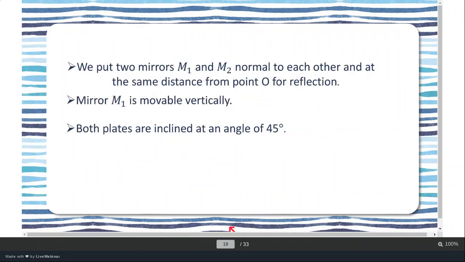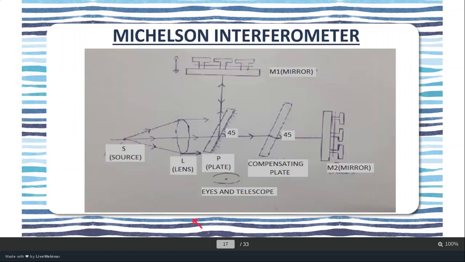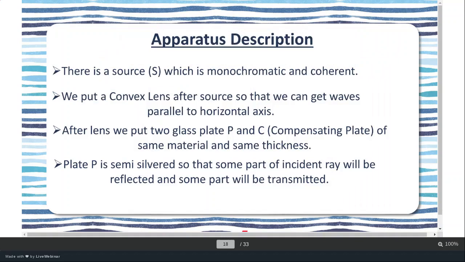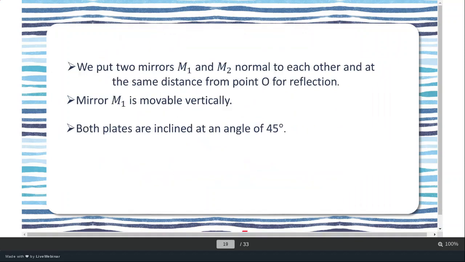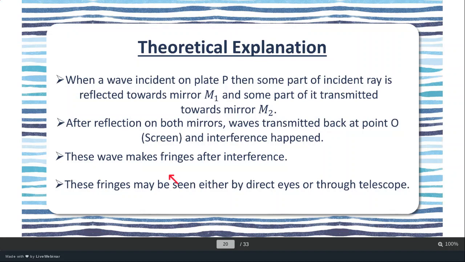So what we will see here is that when these light waves, one will be sent towards here and the other will be sent towards here. When these light waves come back, they will meet here, and then we will see the process of interference happening. The waves make fringes after interference. These fringes can be seen either by direct eyes or through a telescope.